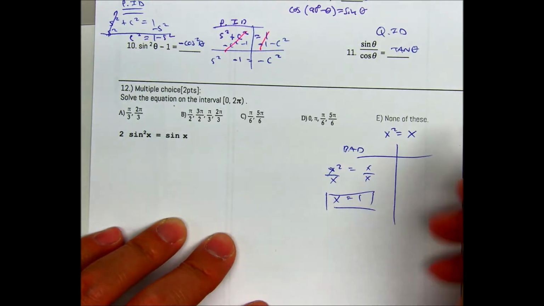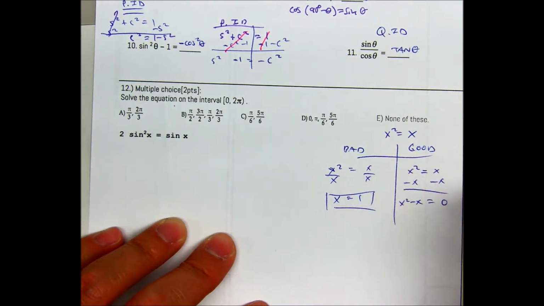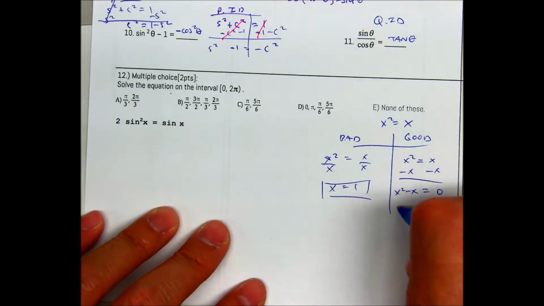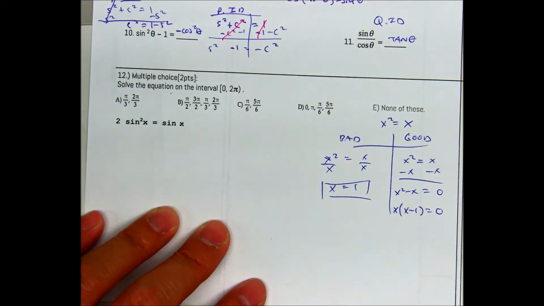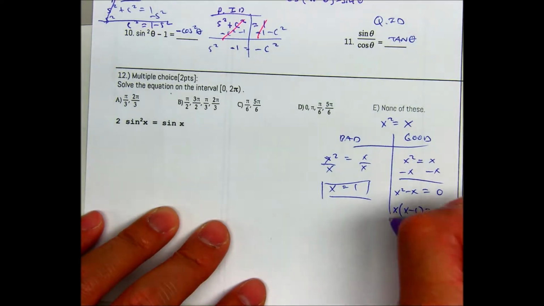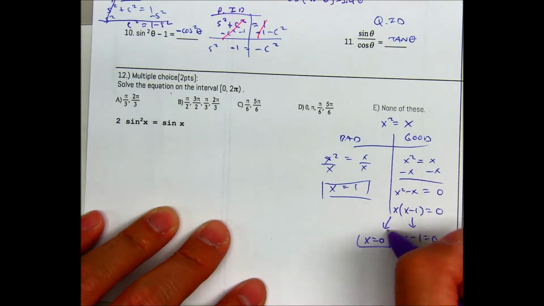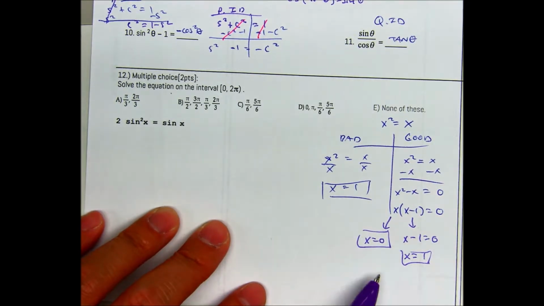What is the good way of doing this problem? You subtract x from both sides. You get x squared minus x equals 0. You're always solving a quadratic set equal to 0. Here you can factor out an x. And then if you set each of those equal to 0, you'll notice that you have two solutions, x equals 0 and x equals 1. So this applies to this problem.